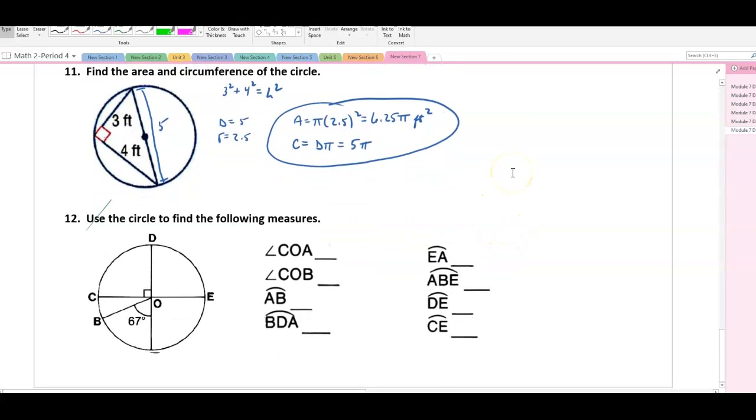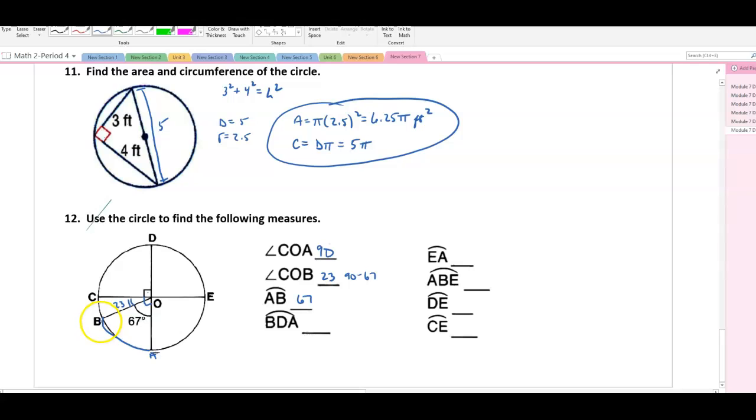All right, number 12. This goes back to yesterday's lesson. If I find all of these right away, if that's a right angle, this is a right angle, which means that this angle is going to be 90 minus 67, which gives you 23 degrees. So angle COA is going to be 90 degrees. Angle COB we said was going to be 90 minus 67, which is 23 degrees. Arc AB is then going to be 67 degrees.